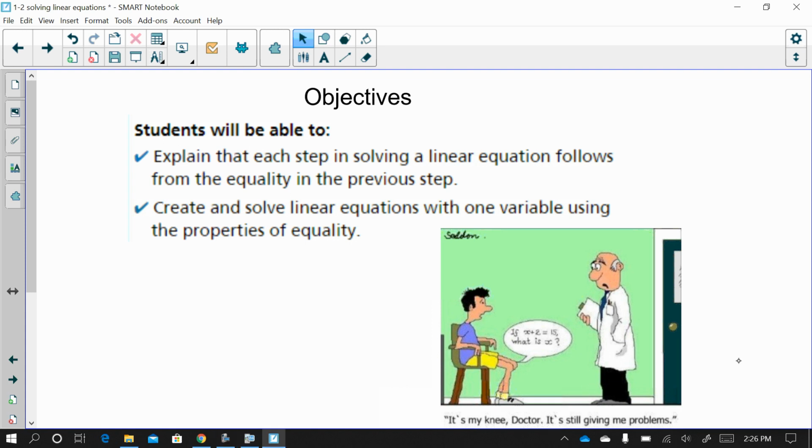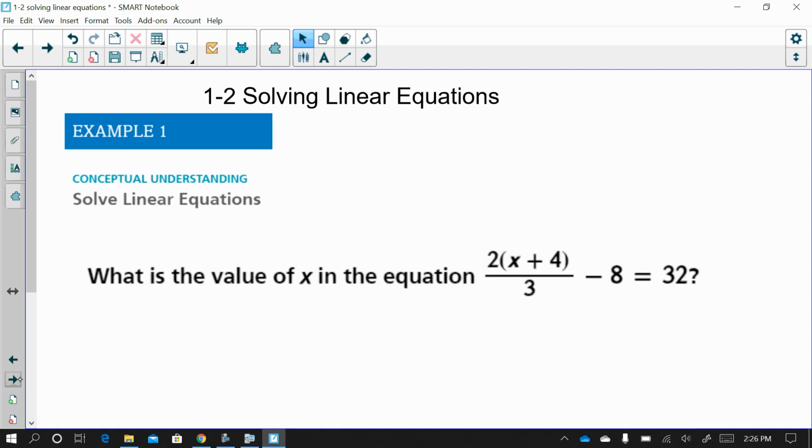Okay, so today we're going to start 1-2. Our objectives for today, we're going to be solving linear equations. Okay, so we're going to create and solve linear equations with one variable using the properties of equality. So 1-2, solving equations. Okay, so let's jump right in.